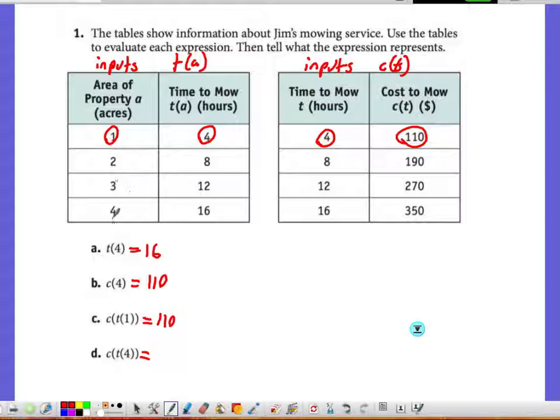Here we have c of t of 4. So here's 4, it gives me 16, and once I have 16 hours that it takes to mow 4 acres, I need to take that 16 and plug it into the outer function, which is c of t, and c of t is going to say that for 16 hours it costs $350 to mow.